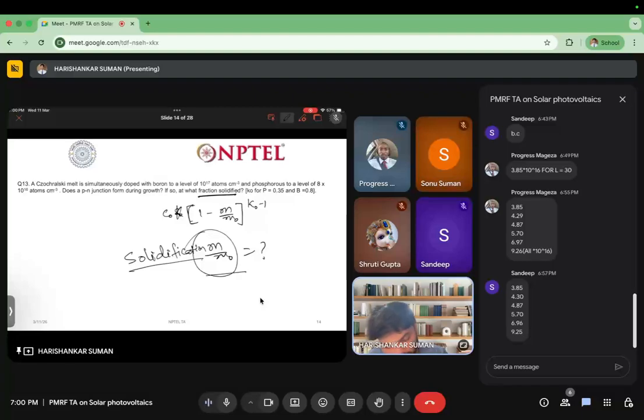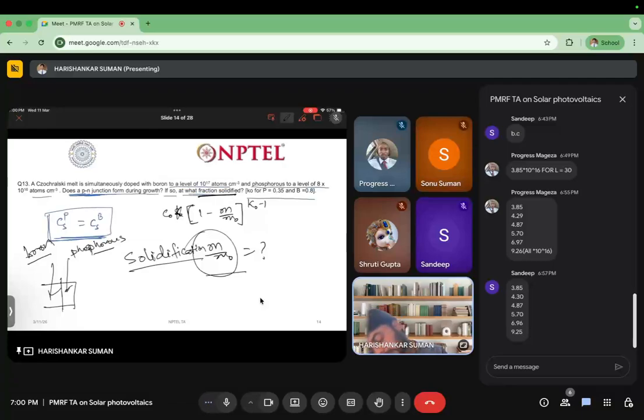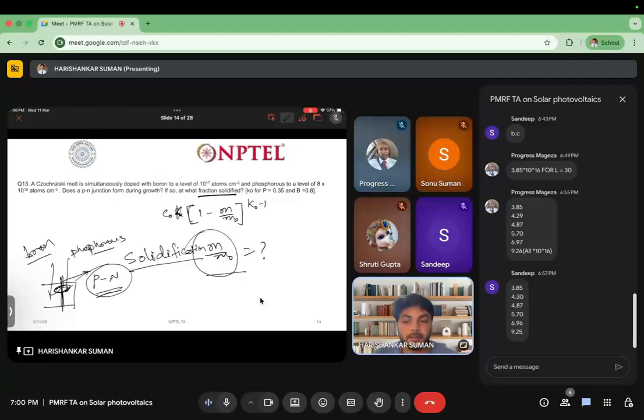Simultaneously the boron level and the phosphorus level. Boron and phosphorus. Does this make the PN? Yes, one is N type, the other is P type. So at the junction, a PN junction will form. If we dope silicon with P type and N type material, it always makes a PN junction. Okay.